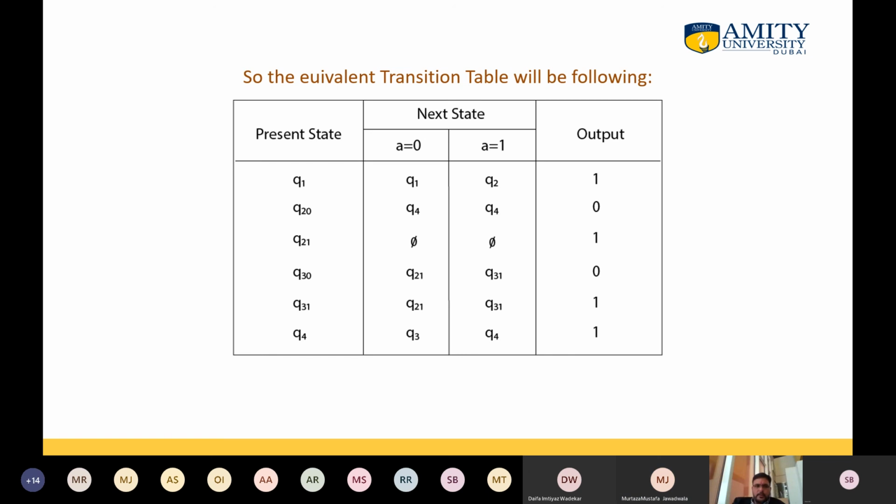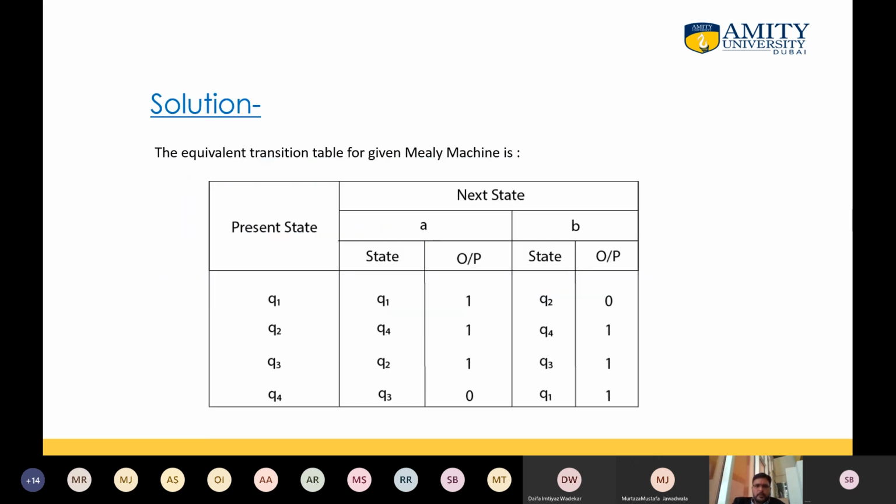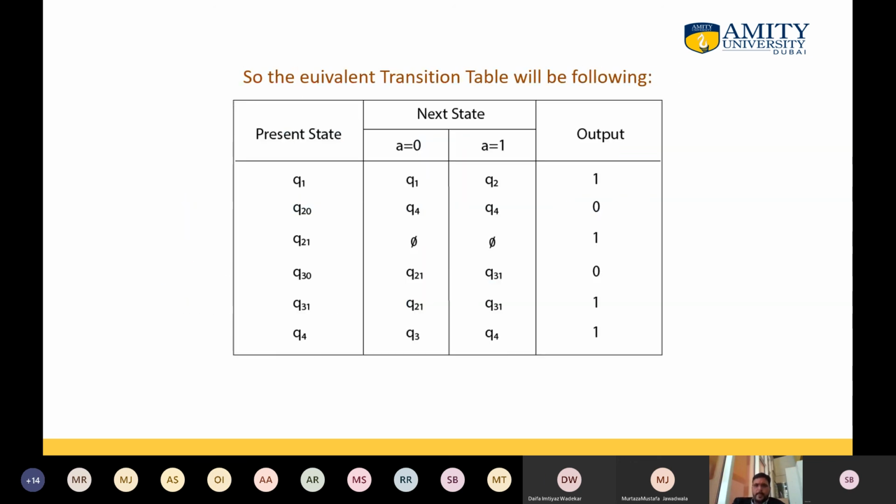So just check it here. Q3 with input B. What was the output? Q3 1. Output is 1. And the state was Q3, isn't it? Yes. So here you are writing Q3 1.